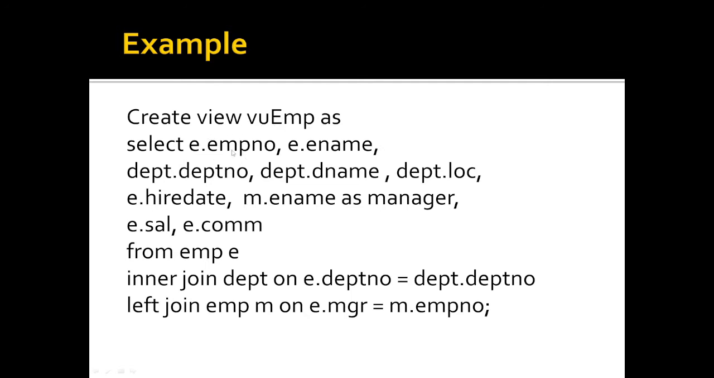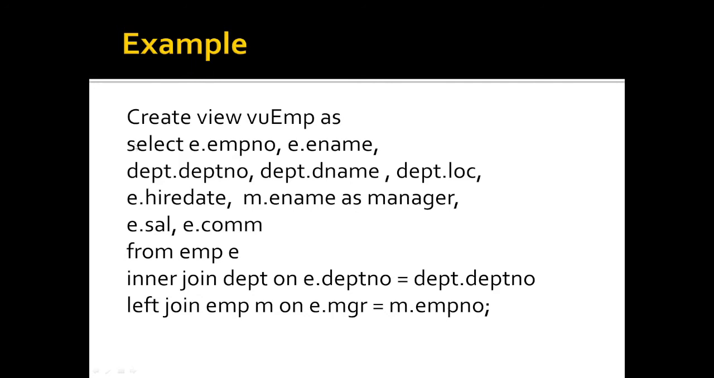Select emp no, name, dept no, dept name, dept location, hire date, then name as manager, salary, and then commission. From emp inner join dept on dept no equals dept no. So we have joined emp with dept using the dept no. Here's the foreign key and the primary key. Then left join again with emp, so the same table, but of course different alias, on e.mgr equal to m.emp no. So we could display here the name of the manager.